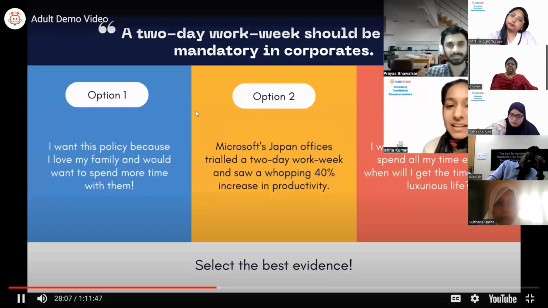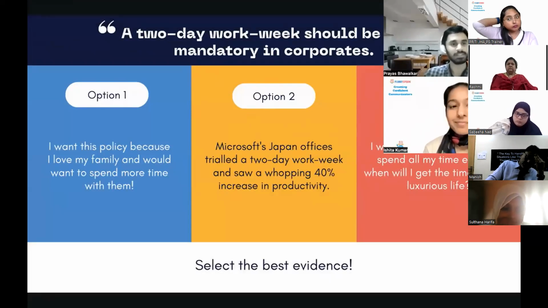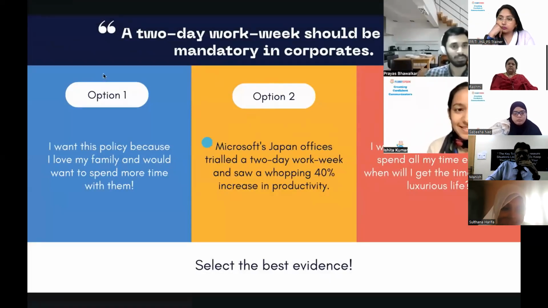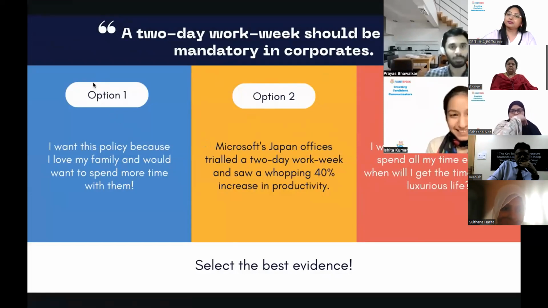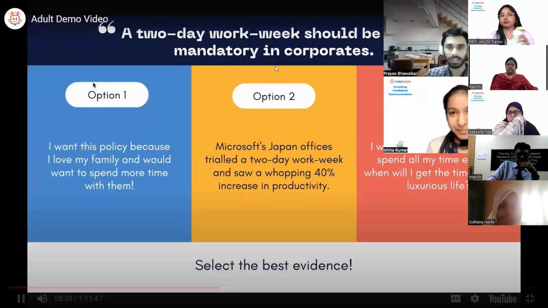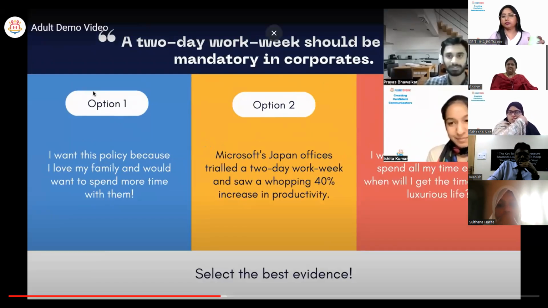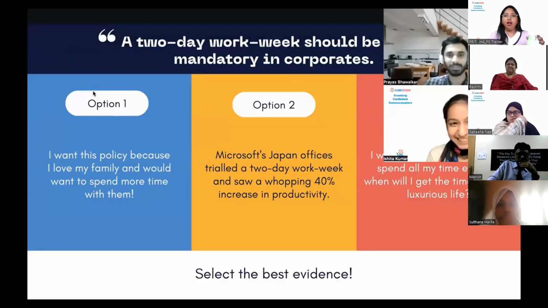Can you read out the sentence and then the options? A 2-day work week should be made mandatory in corporates. Okay. Option one is I want this policy because I love my family and would want to spend more time with them. Good point. Okay. Option two is Microsoft's Japan offices tried a 2-day work week and saw a whopping 40% increase in productivity. Okay. And third is I want this policy because if I spend all my time earning, when will I get time to live a luxurious life? That's the one I relate to the most, I guess.